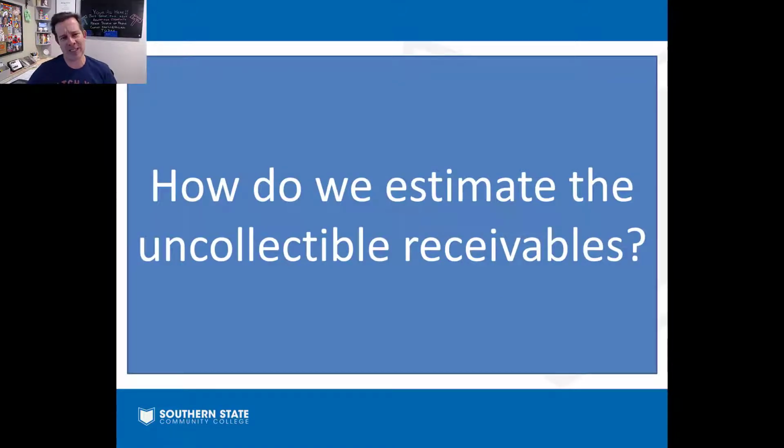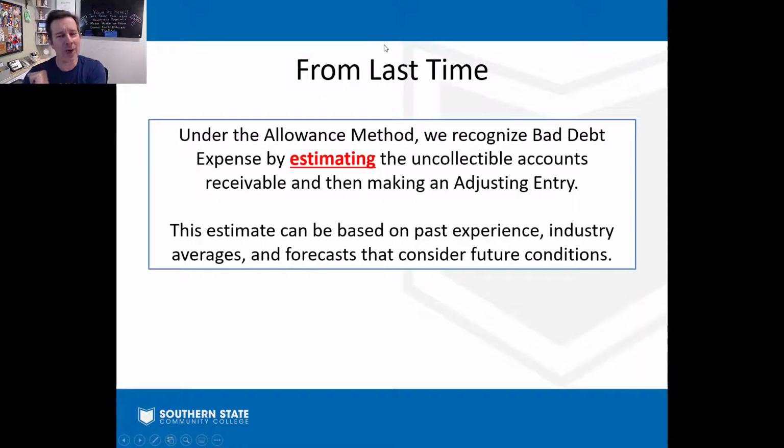How do we estimate the uncollectible amount? In our video before, I just gave you an amount, $30,000 estimated uncollectible. In reality, that number has to be calculated. In our video today, we're going to show you how to calculate it. We got two different ways that we're going to learn. But from last time, just a quick review here.